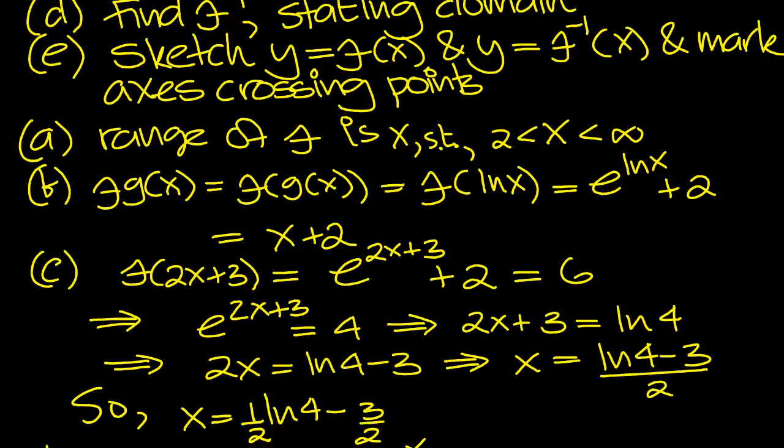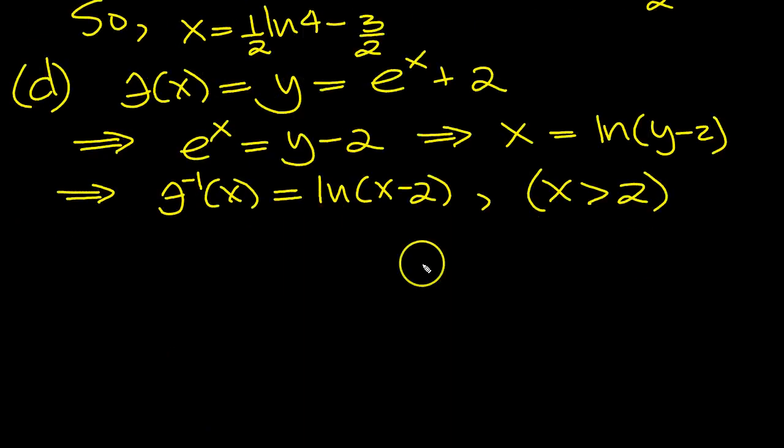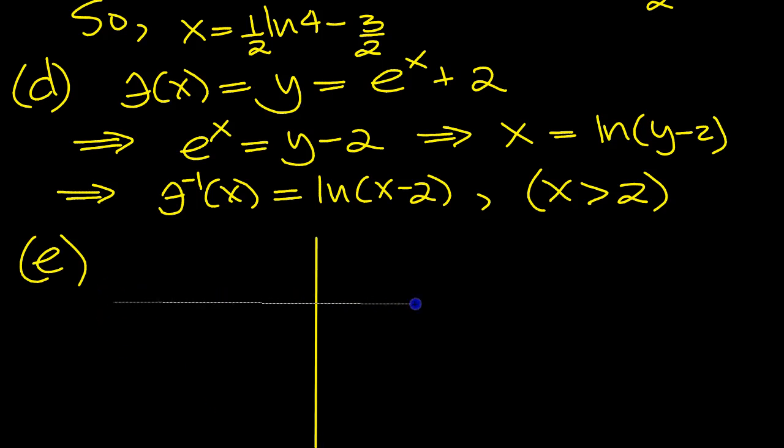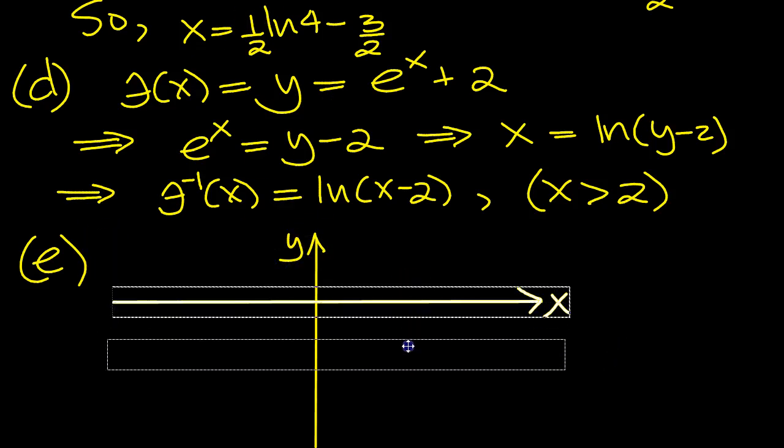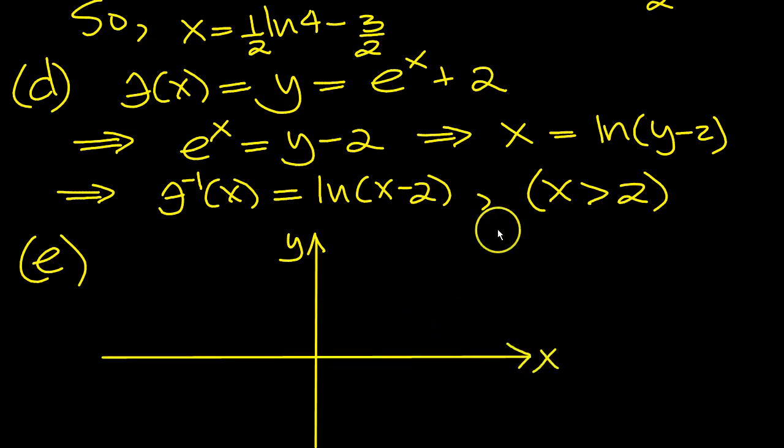So, we've done that. Sketch y equals f of x and y equals f minus 1 of x, and mark axis crossing points. This is the last part then. I'm just going to do it casually, actually. Okay, there's the x, there's the y. Just going to move the x-axis slightly down a bit. Right, okay, so f of x is e to the x plus 2.